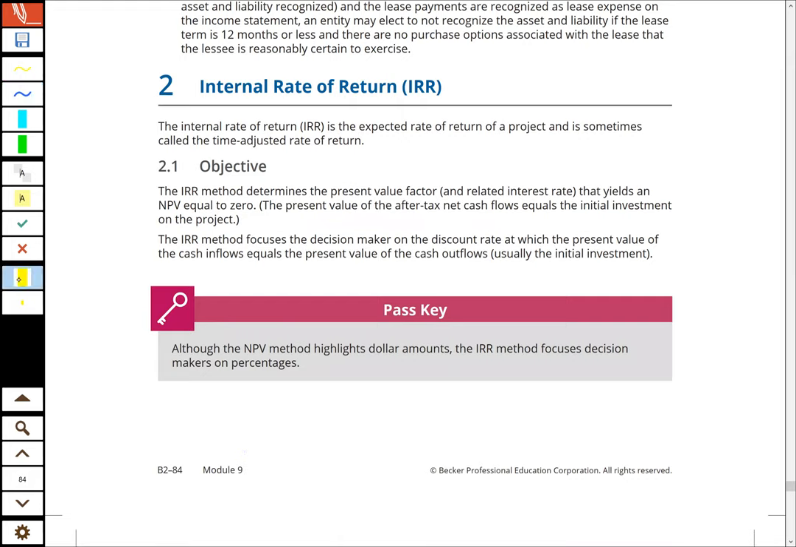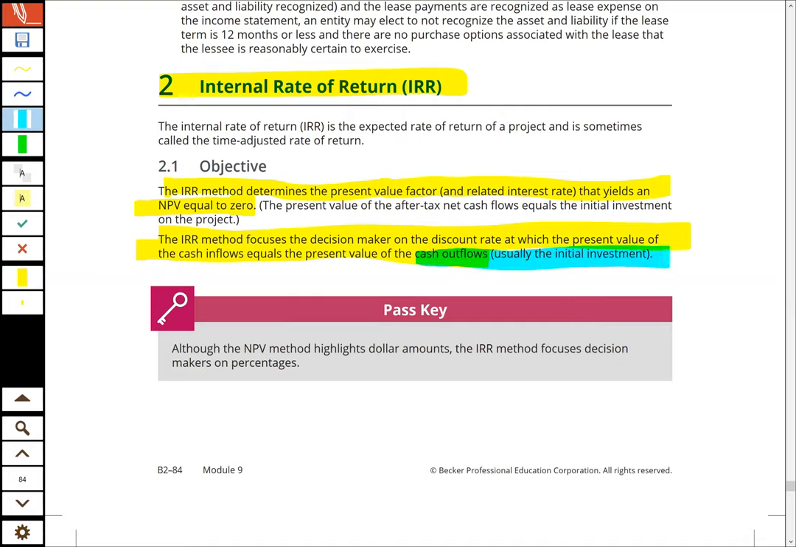All right. Internal rate of return. Okay, let's just take a look here. So what we're going to do with the internal rate of return is determine the factor that yields a net present value equal to zero. Let me point out here, the IRR method is focused on the discount rate at which the present value of the cash inflows equals the present value of the cash outflows. The cash outflow is generally the initial investment.